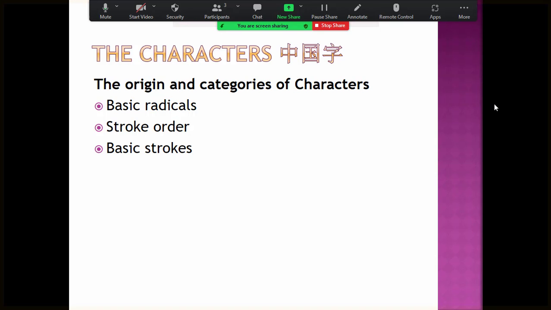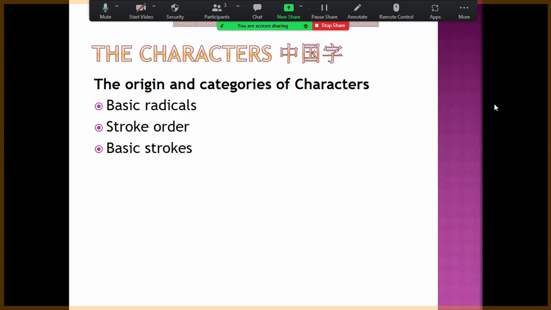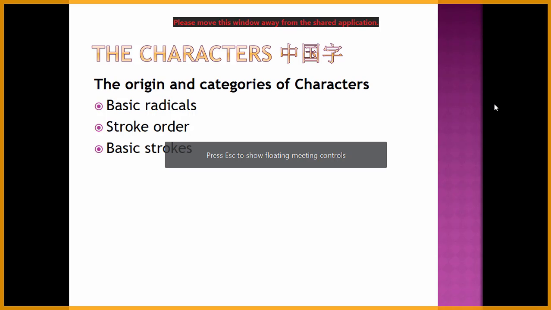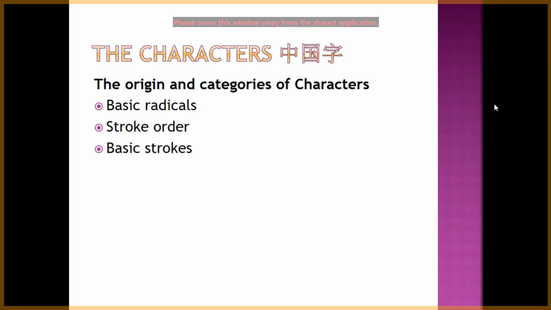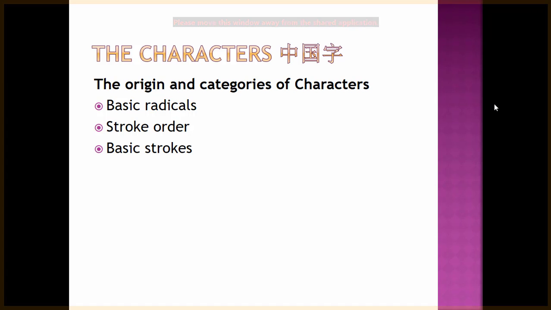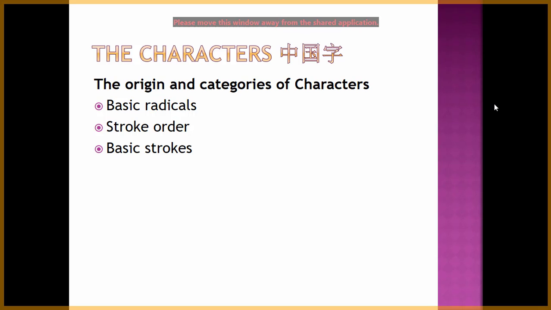Okay, first of all, when we talk about the Chinese words written like cartoons, we say them characters, Chinese characters. In English, we say it words, right? But in Chinese, we say it Chinese characters. So we don't call them words. The original categories of Chinese characters is we use basic radicals, stroke order, and basic strokes.